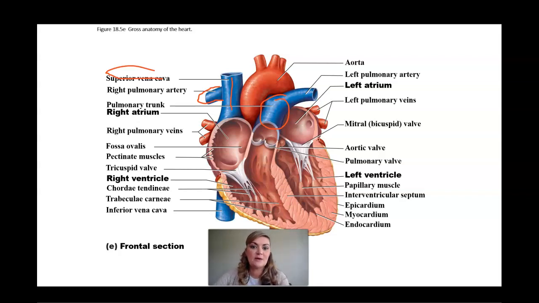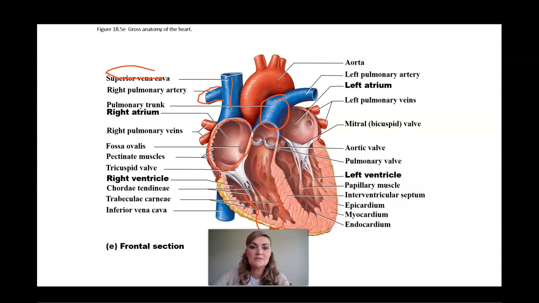Coming down, then you have your right atrium, which is going to be this muscular structure here. Notice how the muscle is not really thick. It's going to be a very thin muscle because it only needs to pump blood from the atrium to the ventricle, which is going to be the next chamber that you see down below here. So that's going to be your right ventricle.